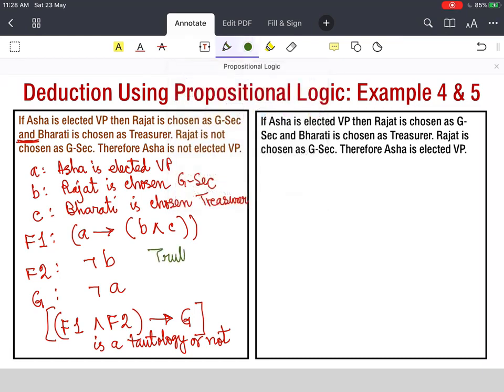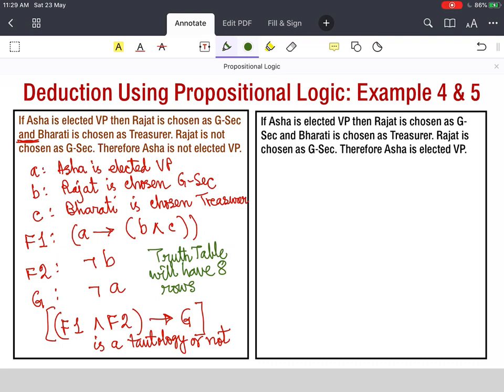And since there are three variables, the truth table here will have 8 rows. So I leave it to you as an exercise to prove whether this is true or false. And if it is not true in all the 8 rows, then the row in which it is false will provide you with a counter example.